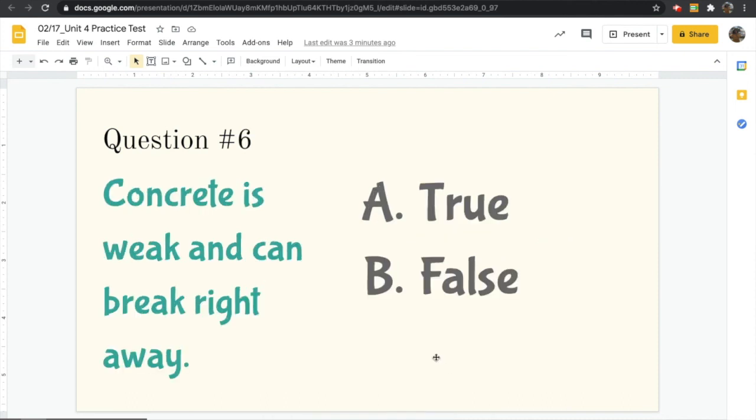Move on to question number 6. Question number 6 says, concrete is weak and can break right away. Is that true or false? Answer the question on Edpuzzle now. If you said false, that is correct. Concrete is not weak and does not break right away. Concrete is a strong building material and it is very hard to break.